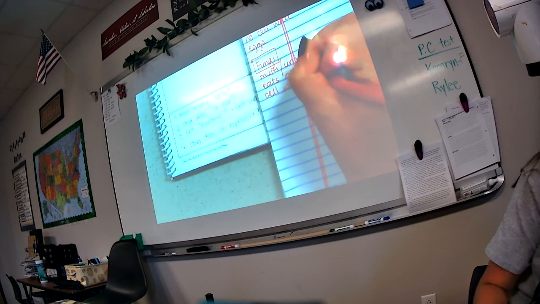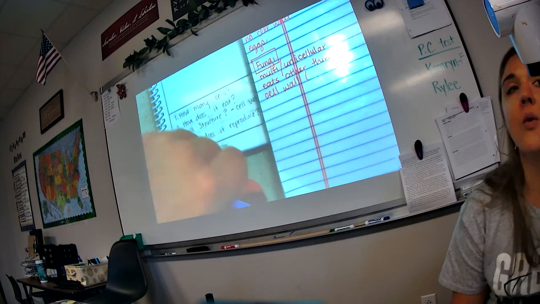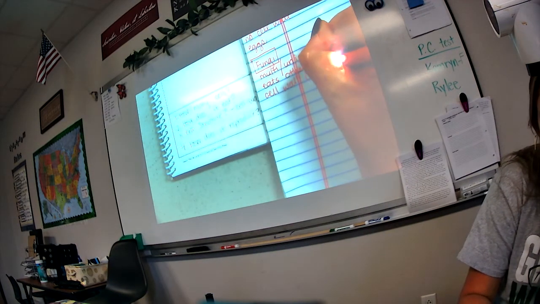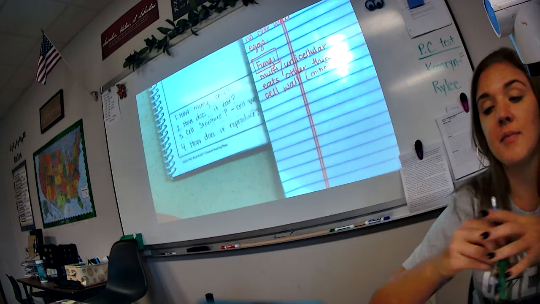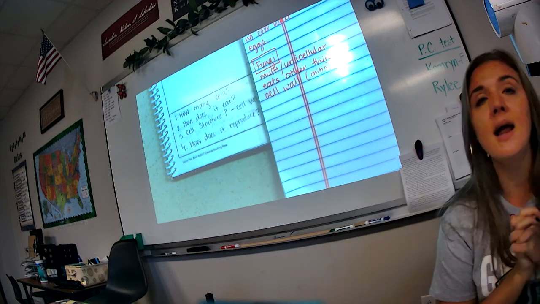But the difference between fungi cell walls and plant cell walls is that fungi cell walls are made of a material called chitin. You don't have to really know that necessarily, but plant cell walls are made of cellulose. Okay? And then how does it reproduce?